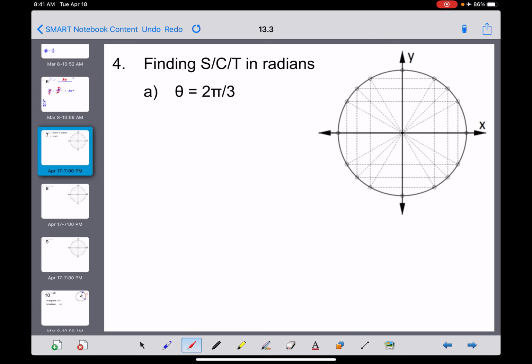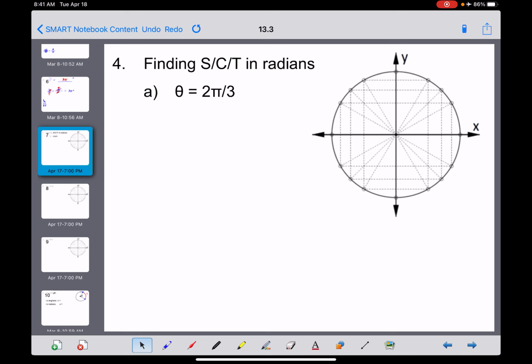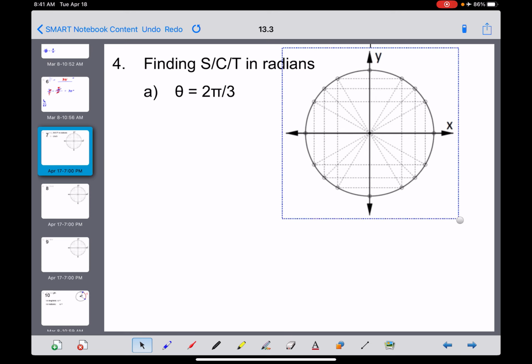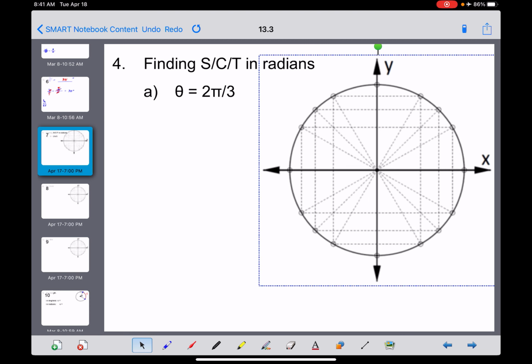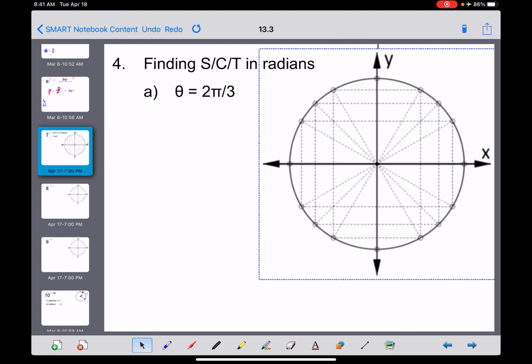Okay. On to the concept now that really scares people at first, but if you did well with section 13.2, this really isn't any different. Finding sine and cosine and tangent of an angle if we're talking about radians now, guys. So let's take a look here.